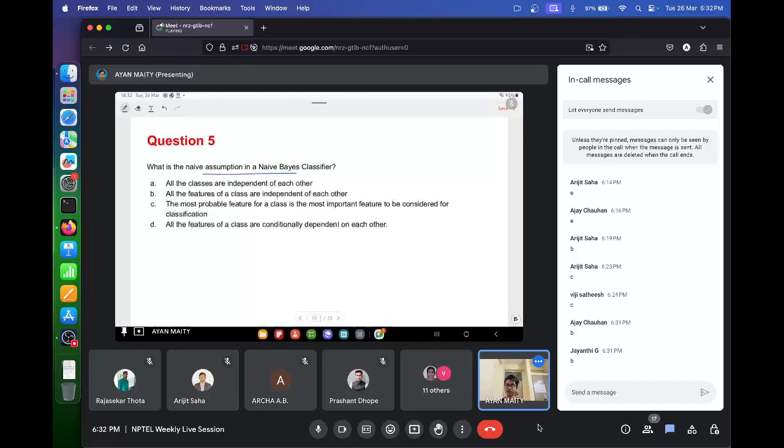Jayanti says option B, all the features of a class are independent of each other. Ajay Chauhan says option B. Ritika Kejri says option B. Arijit Saha also says option B.